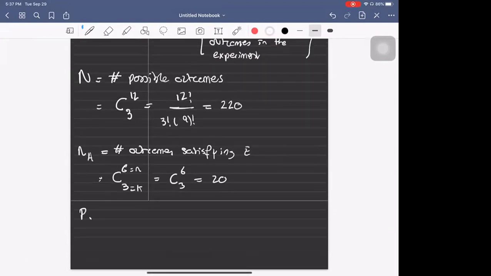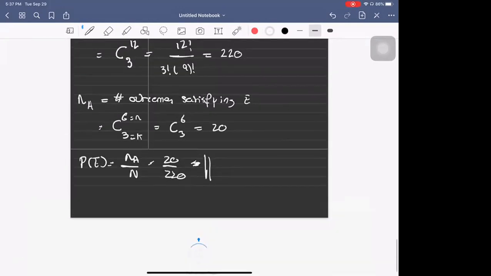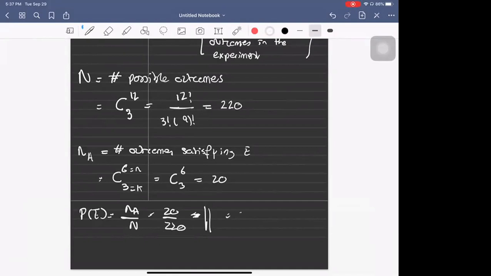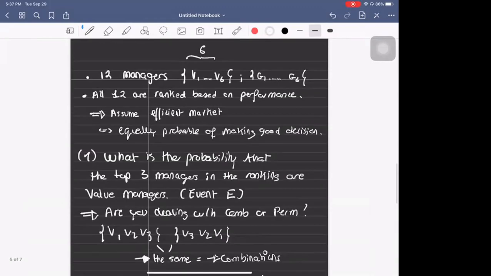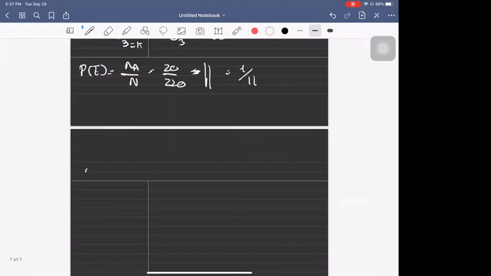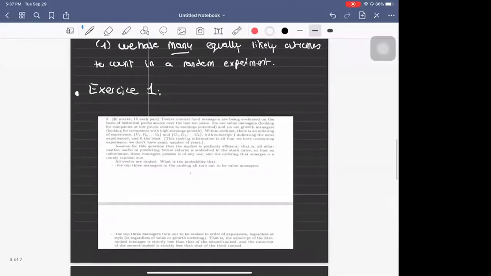So the probability of the event E, that the top 3 managers ranked are value managers, equals N_A over N, which is 20 over 220. I'm not going to simplify that much: 2 over 22, which is 1 over 11. So that's for part 1. Part 1 was the easier step of the question. I know that the year that midterm was done, I talked to John about it. He told me it was a complete disaster, especially because of the second question.